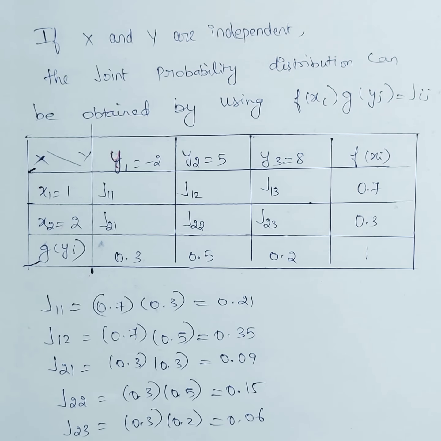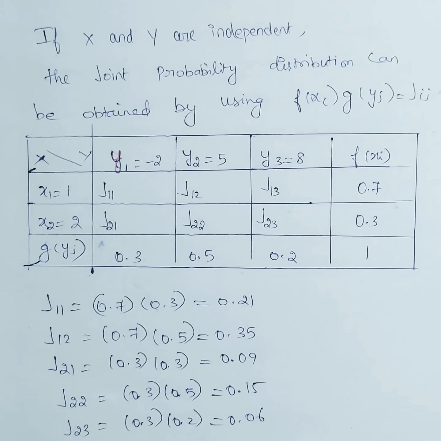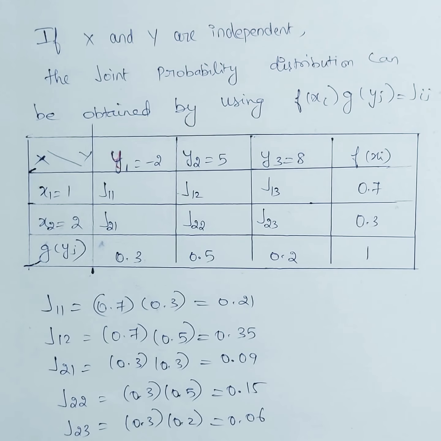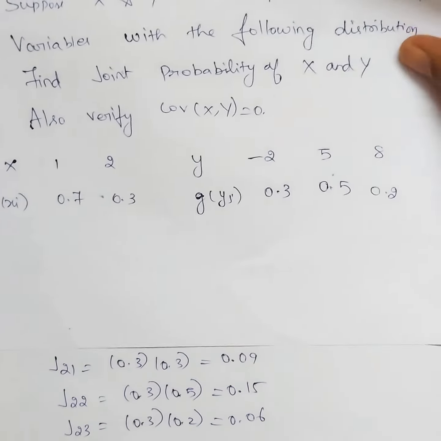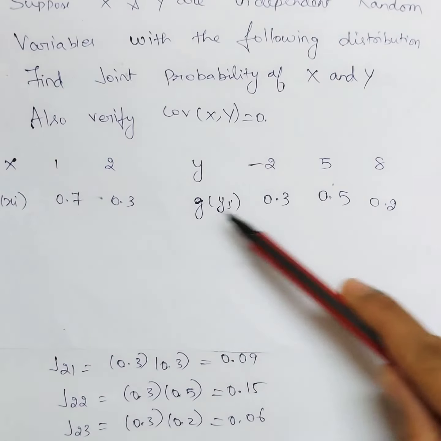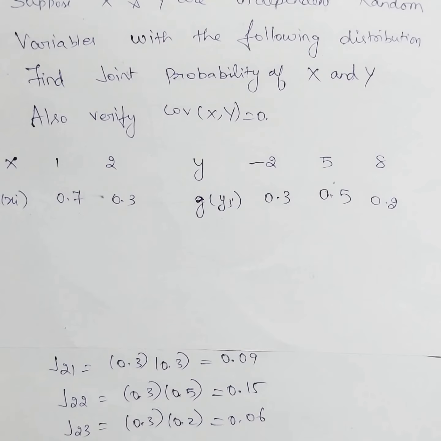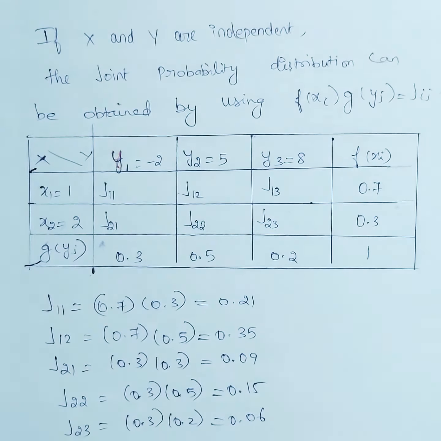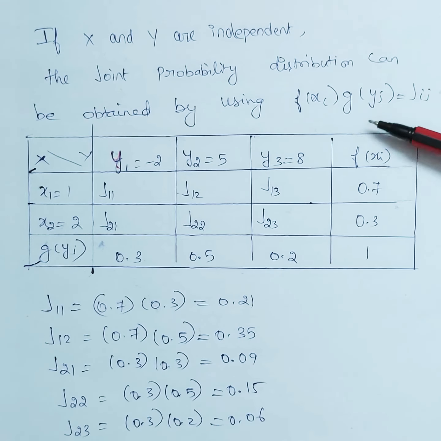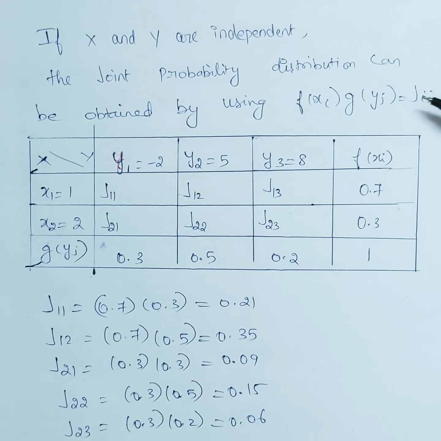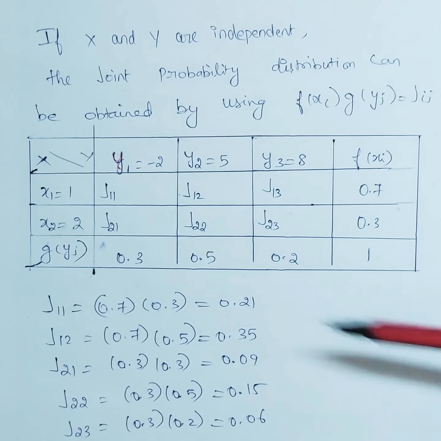Now since the x and y are independent, if you multiply these values, you will get the corresponding J11, correct? So J11 is 0.7 into 0.3. So this is J11, because what is the formula? F of x1 is this, g of y1 is this. So if it's independent, f of x1 into g of y1 is equal to J11. This is the formula, correct? F of xi into g of yj is Jij. So f of x1 into g of y1 is J11. So 0.7 into 0.3, 0.21.